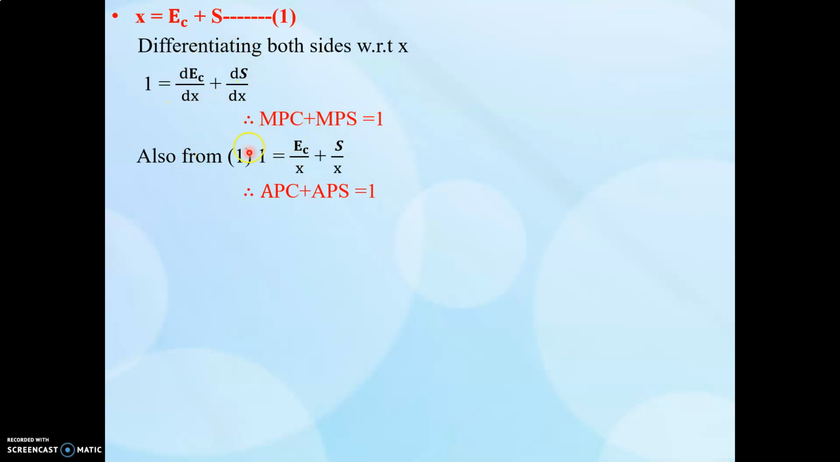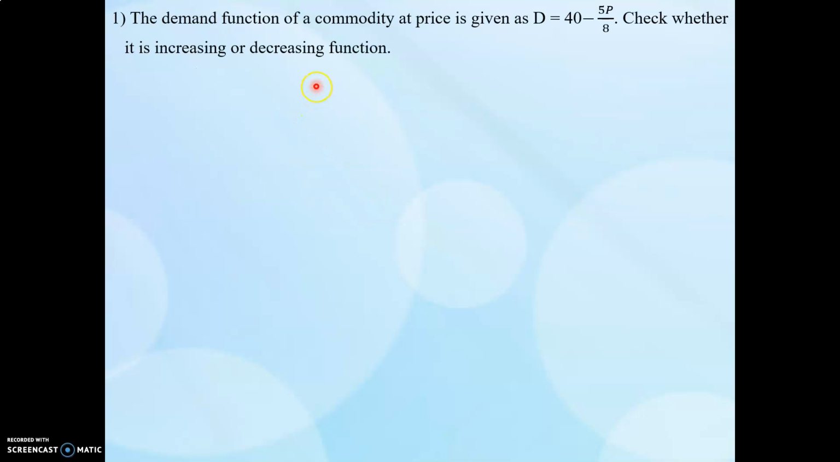Also from equation number 1, you will get 1 is equal to Ec upon x plus S upon x, if you divide throughout by x. So you can again replace Ec upon x with APC and S upon x with APS. So you will get APC plus APS, that is average propensity to consume plus average propensity to save, is equal to 1. We'll discuss some questions here.